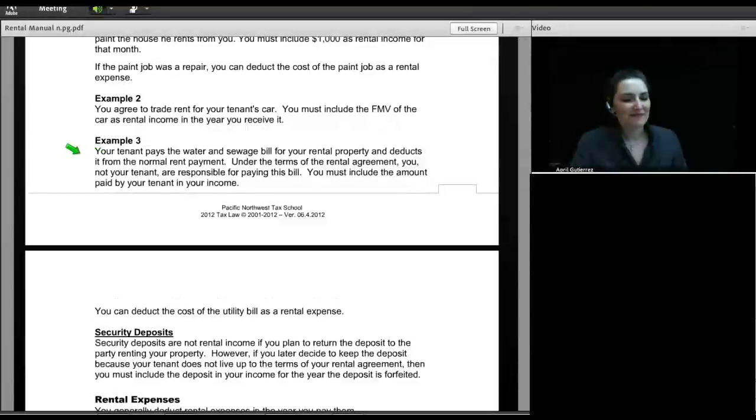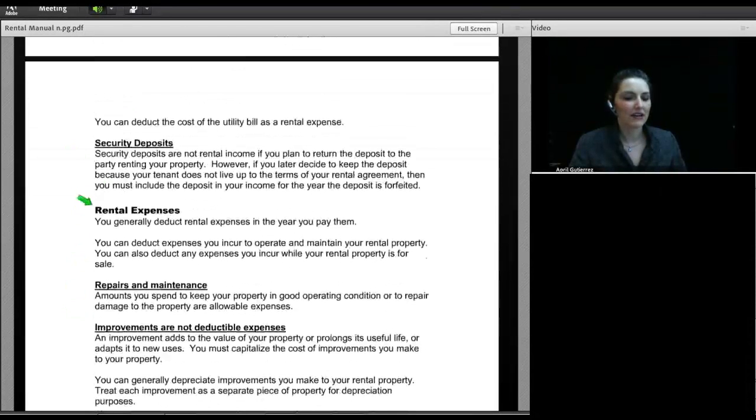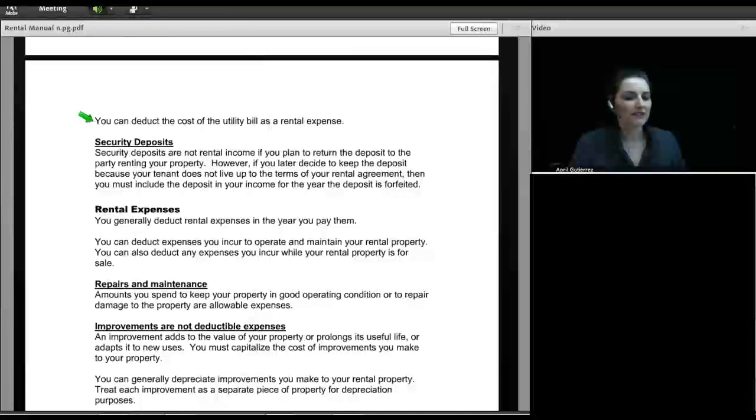Example number 3, your tenant pays the water and sewage bill for your rental property and deducts it from your normal rent payment. Under the terms of the rental agreement, you, not your tenant, are responsible for paying the bill. You must include the amount paid by your tenant in your income, but you can deduct the cost of the utility bill as a rental expense.